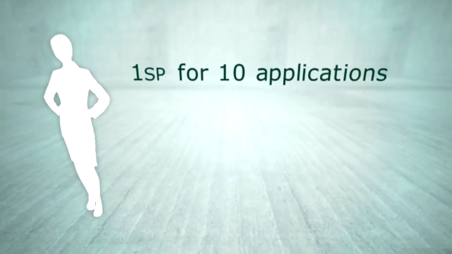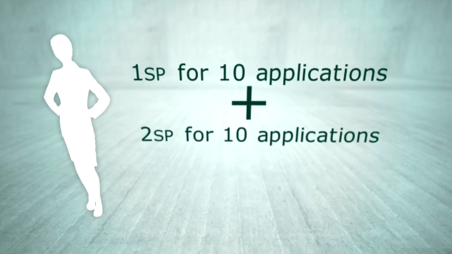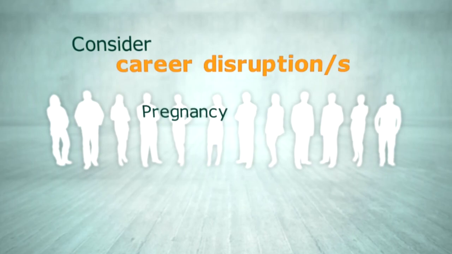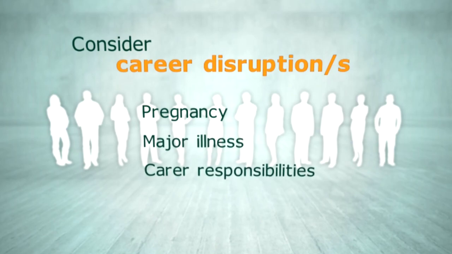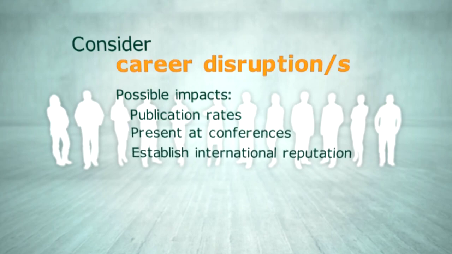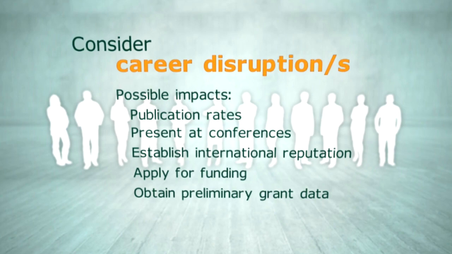Each panellist will have been asked to act as a primary spokesperson for around 10 applications, and as secondary spokesperson for a further 10. When reviewing applications with career disruptions, panellists take into consideration that career disruption, including pregnancy, major illness, and carer responsibilities, can have long-lasting impacts on a researcher's career progression. These types of disruptions may not only impact negatively on publication rates, but can severely diminish opportunities, such as the ability to present at conferences, or to establish an international reputation or apply for funding. It can also make it difficult to obtain preliminary data for grants, or take on new students.